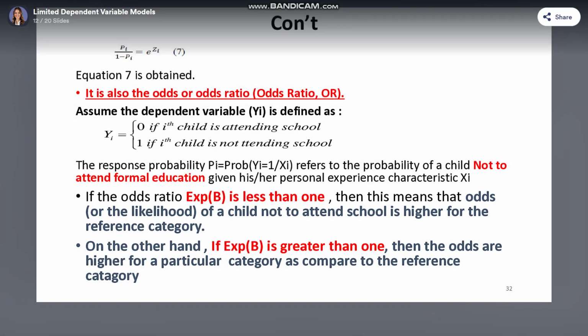An important concept here is the odds ratio, which compares the odds of an event occurring between different groups. For example, if we're looking at whether a child attends school, the odds ratio tells us how likely it is for children in one category to not attend compared to a reference group. Values less than 1 or greater than 1 indicate lower or higher odds, respectively.